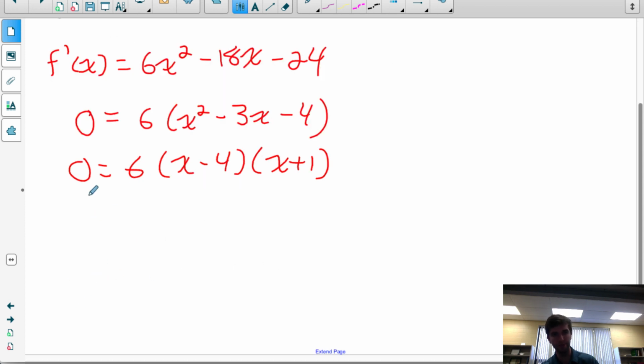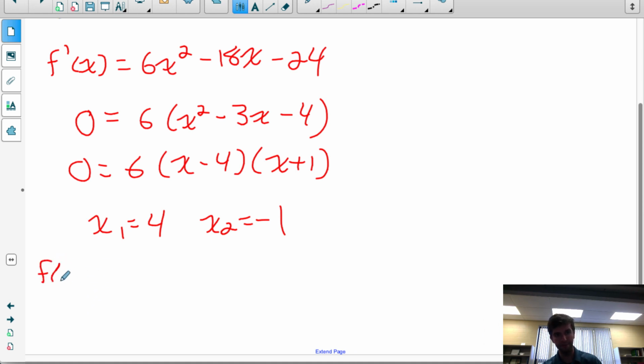And I will get two critical numbers. So how could this product be 0? If x was 4, or if x was negative 1. So I have two critical numbers. These are the critical numbers. If I want to find the local extrema, these both might be local extrema, or there might be local extrema at those points. I should get the y values that correspond to those as well.